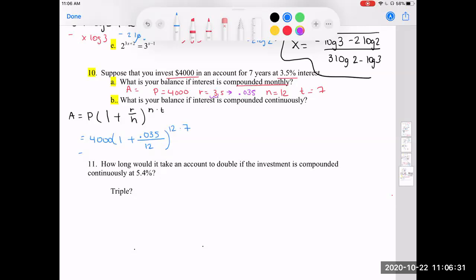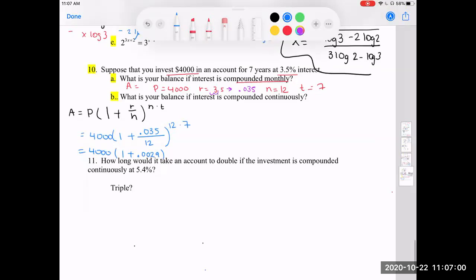All right, so I always punch it in pieces into my calculator for the fear of getting a slight calculation mistake. So I have 4,000 of 1 plus, let's figure out what 0.035 divided by 12 is. So 0.035 divided by 12, 0.0029. And then 12 times 7 gives us 84.